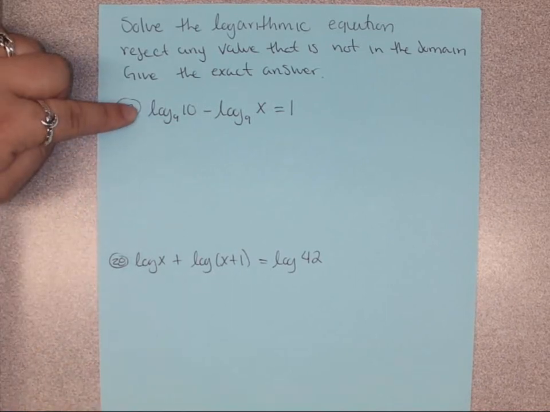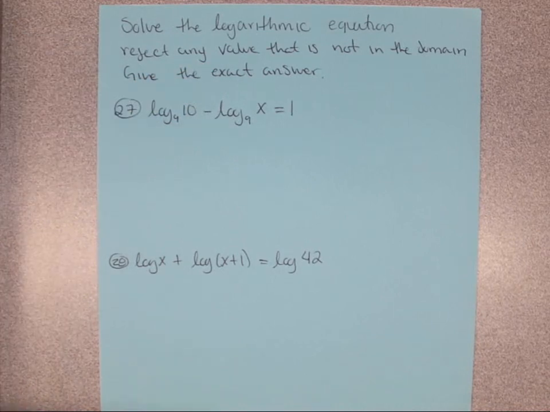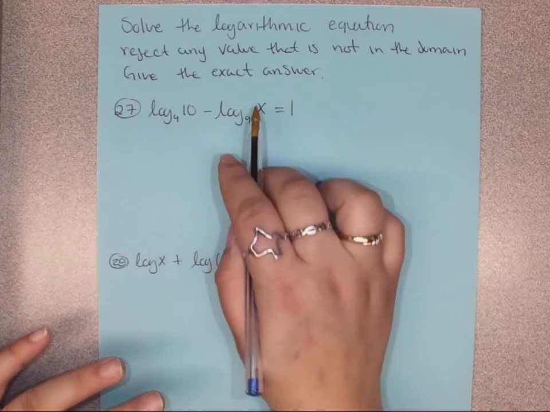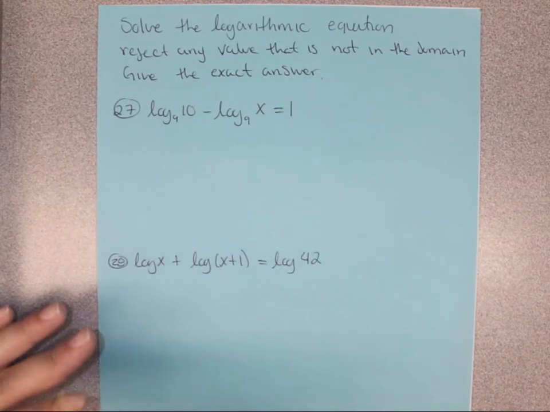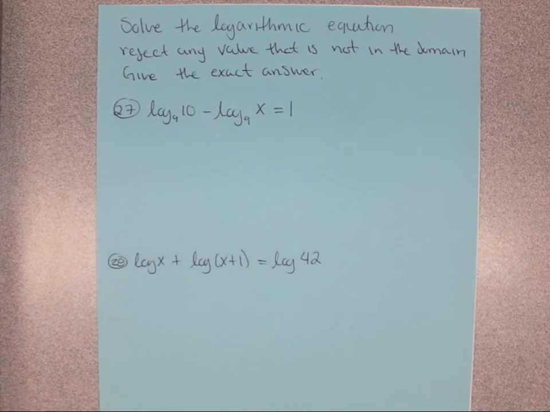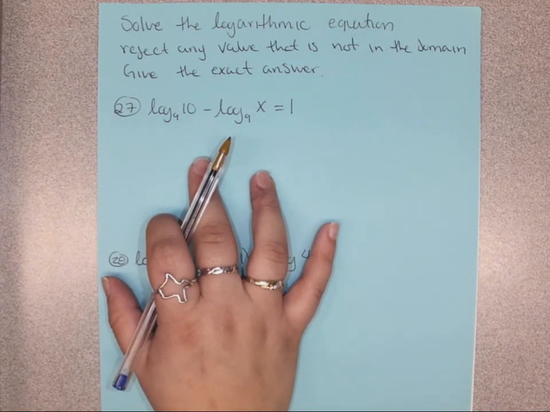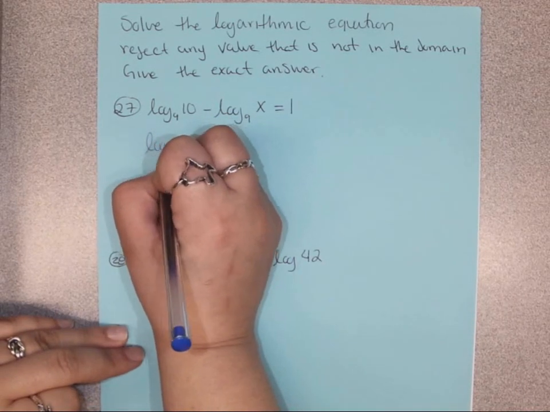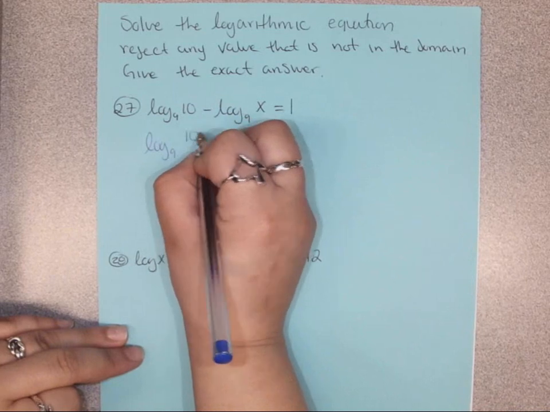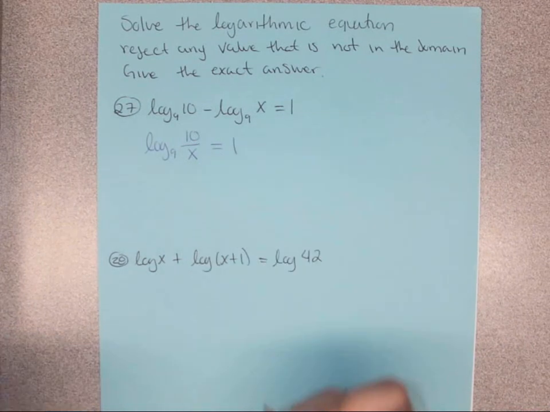So we're trying to solve log base 9 of 10 minus log base 9 of x equals 1. Before we can even solve for our variable x, we have to condense our logs. So remember, subtraction comes from the quotient rule, so subtraction comes from division. So if I put this back together, we're going to end up with log base 9, your top is 10, and your bottom is x, equals 1.